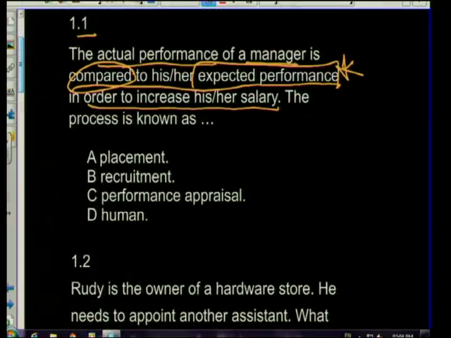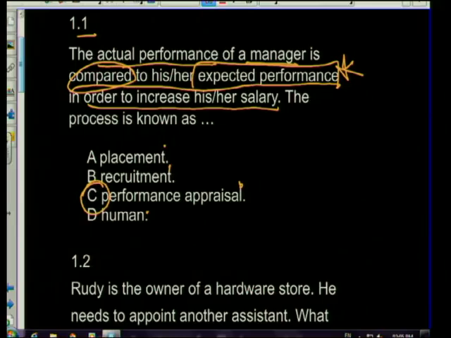So would this be part of placement, recruitment, could it be performance appraisal, or just part of the human resource department? Again, grade 12s, I've told you this a few times, go through the options, pick the one you like best, but also eliminate the other ones. In this case, because you're comparing their actual performance and their expected performance, it couldn't be any other option except the performance appraisal, because you're comparing one part of them to what you expect from them. If there's a salary increase involved, companies often do this to make sure that the company is benefiting by the employees working hard.